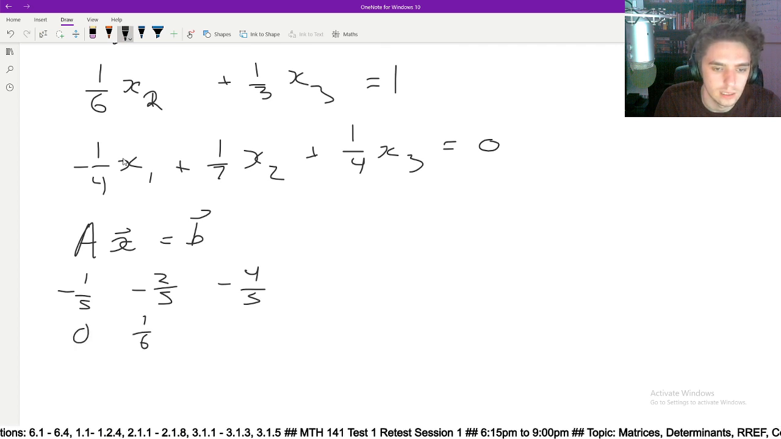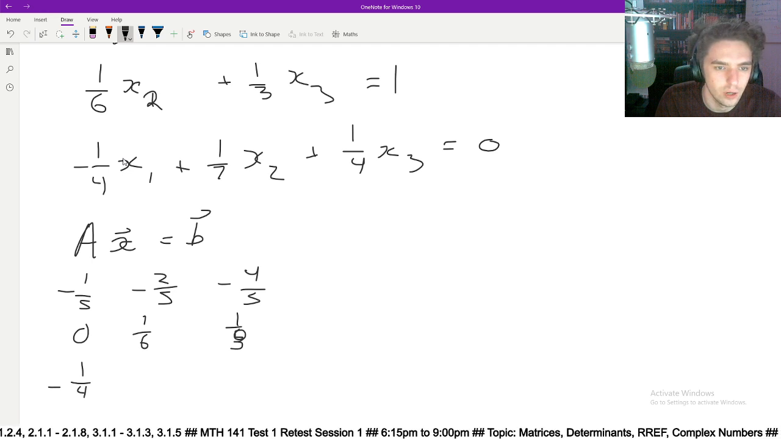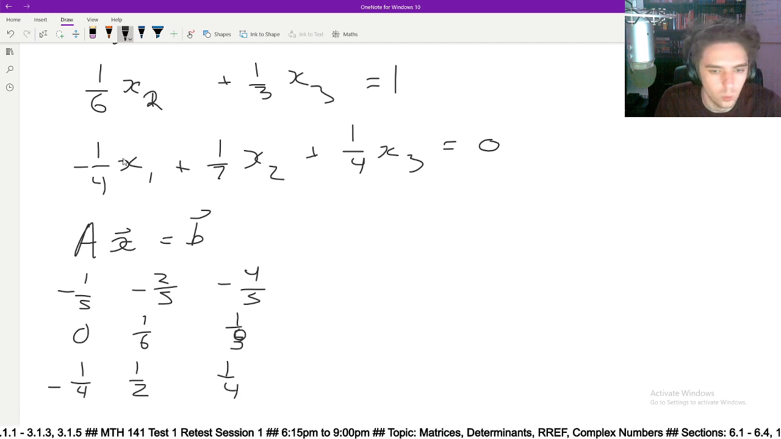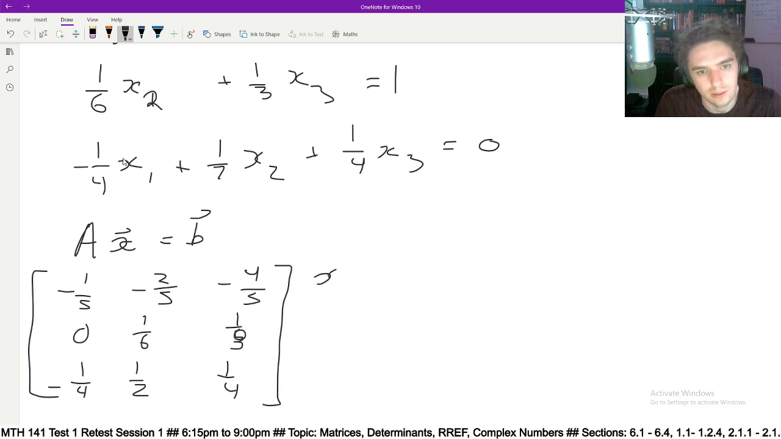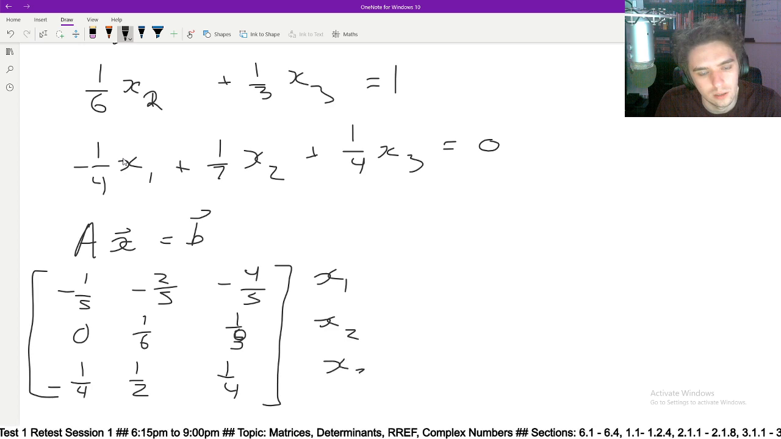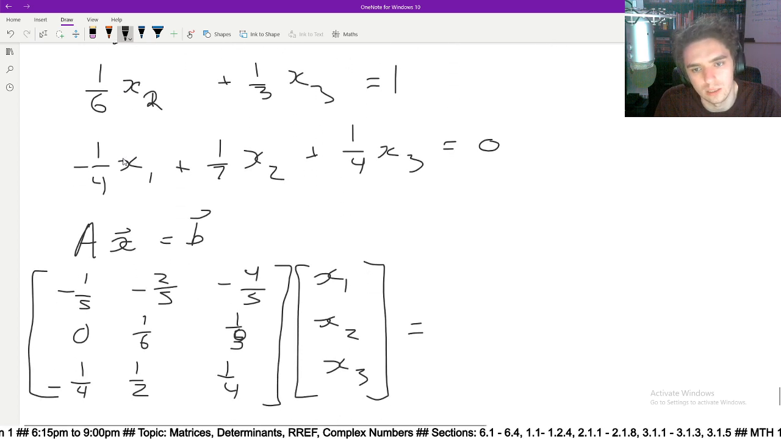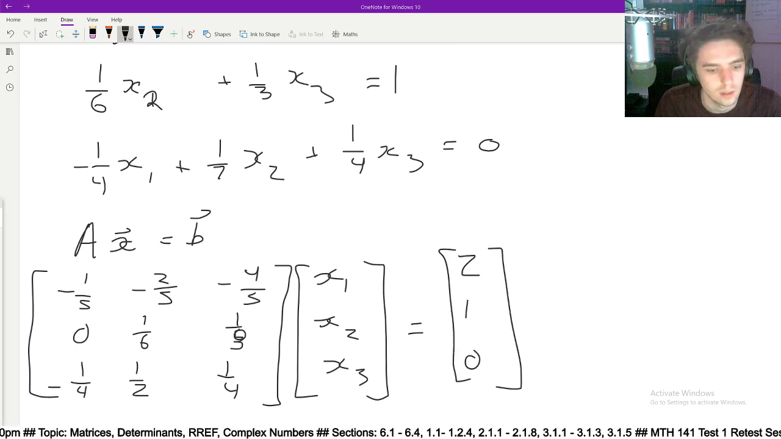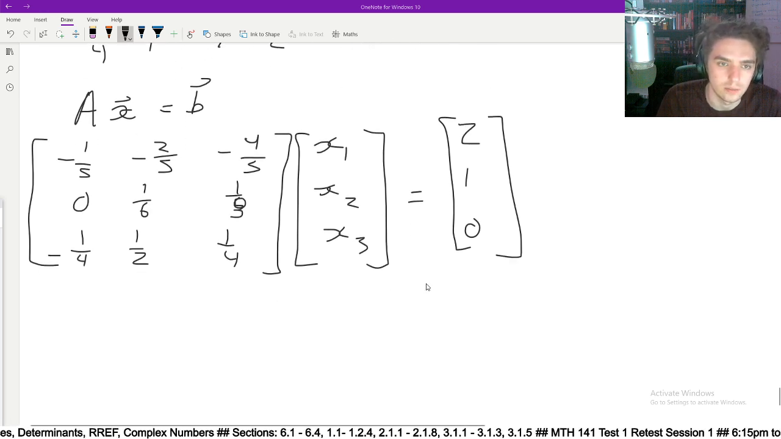0, 1/6, 1/3, negative 1/4, 1/2, and then 1/4. So that's our A matrix times our vector of variables, right, is equal to a constants matrix 1, 2, 1, 0. A constants vector, right? Well, so now notice, okay, so sure, this is fine.